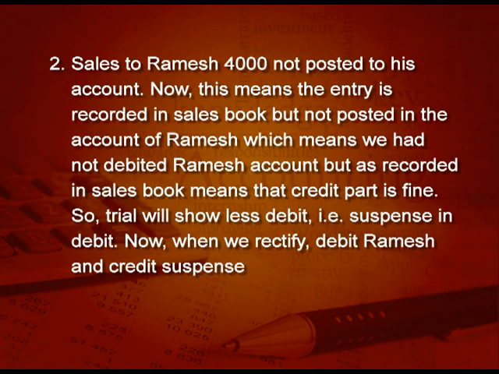Coming to the next point, sales to Ramesh 4,000 not posted to his account. Now, please remember, not posted means the entry is recorded in the sales book, but not posted in the account of Ramesh, which means we have not debited Ramesh account, but recorded in the sales book, that is, the credit part is fine. So, trial will show less debit. So, suspense will be in debit. Now, when we rectify, suspense will be credited and Ramesh will be debited.